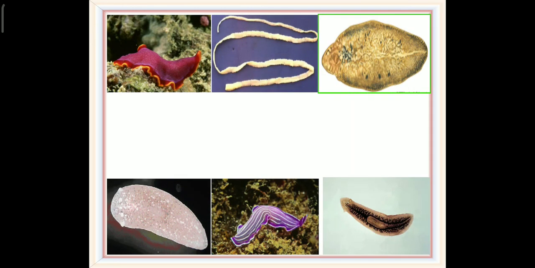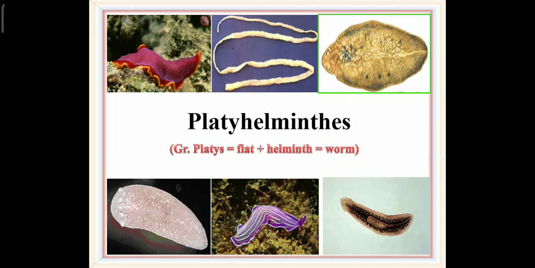Now let's discuss our third phylum, that is Platyhelminthes. Platyhelminthes is derived from the Greek name platys, which means flat, and helminth means worm. So we can also say that Platyhelminthes is called the flatworm.